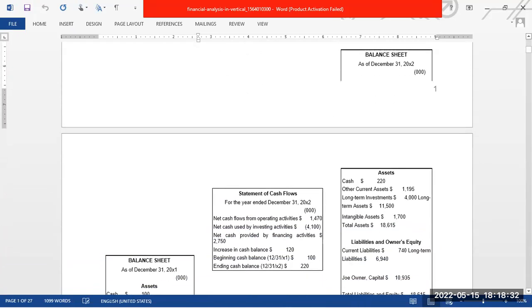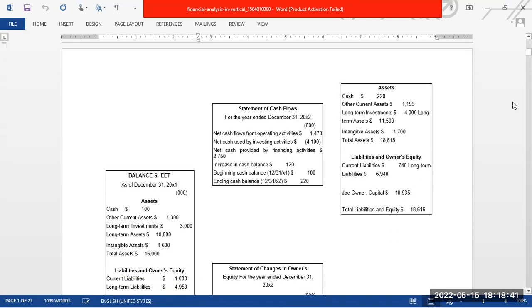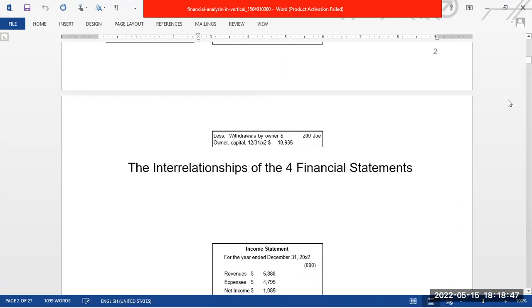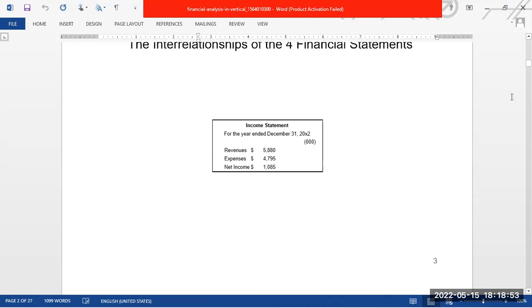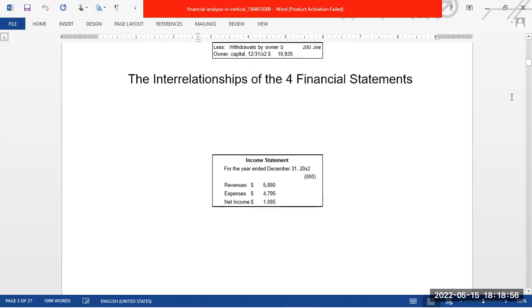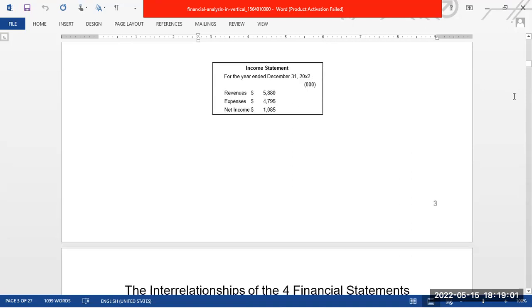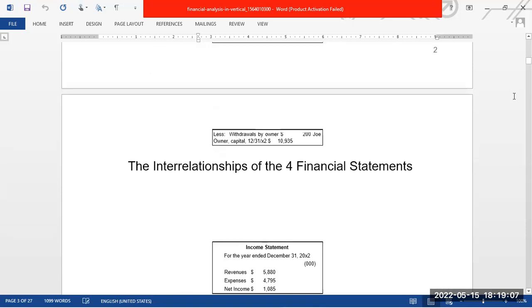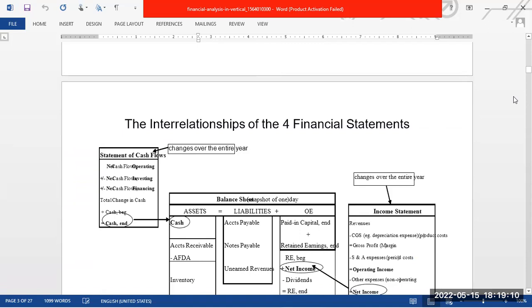Financial statement of cash flows, balance sheet, assets. Then we looked at something to do with the statement of changes in ownership. Then the interrelationship of the four financial statements, where the first are the income statement and the statement of financial position, then we have cash flow, then we have the financial statement as far as ownership is concerned. Then these are the financial statements.